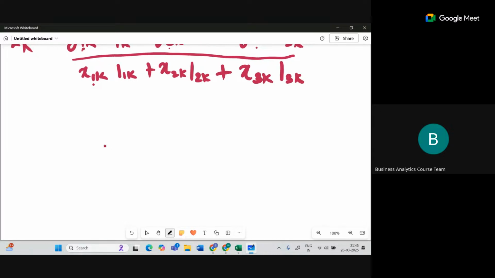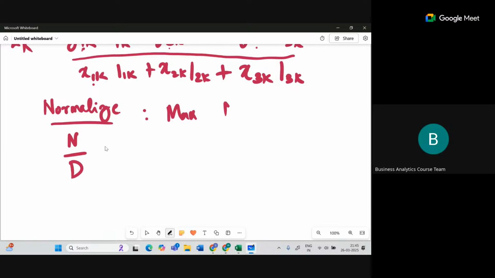So how do we normalize this? Set the denominator equal to 1, and that is called a binding constraint. So this is something like numerator by denominator. You are actually maximizing the numerator, and you set the denominator equal to 1. Then comes the binding constraint that says numerator is less than or equal to denominator. That's all.